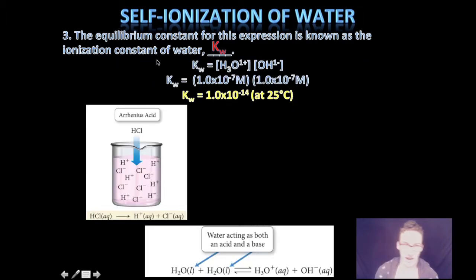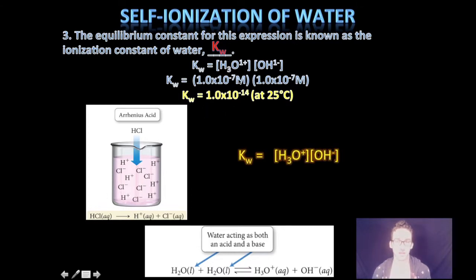It's also important to recognize, though, that Kw is a constant. So at a given temperature, at 25 degrees Celsius, which is when you will most commonly see it, as the concentration of one of those ions increases, the other must decrease in order to keep that value constant.